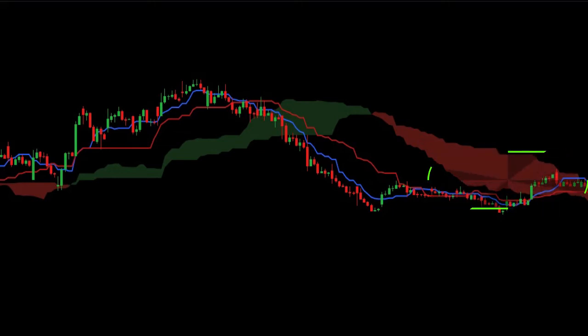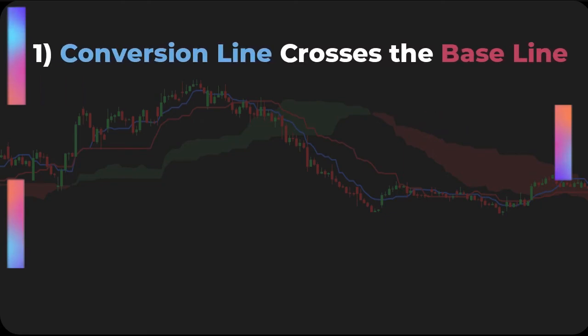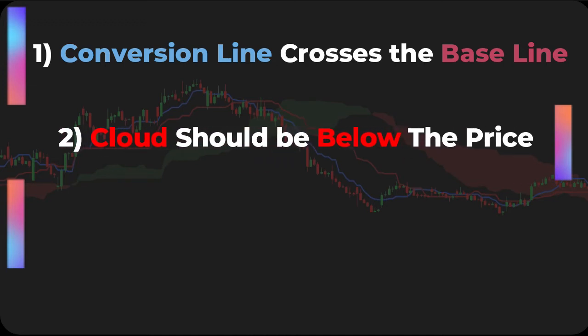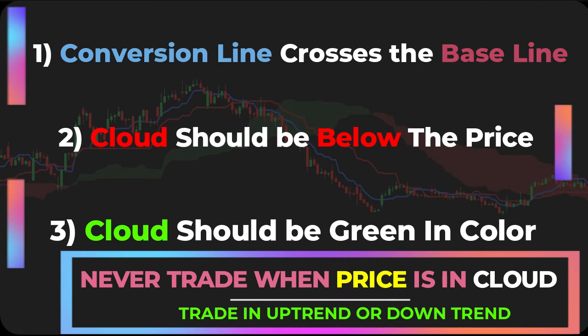Now let's see buy and sell signals. We have removed other unrequired components, we just require the baseline, conversion line and the cloud. For a buy signal we should look out for three conditions. First, the conversion line crosses the baseline from down to upward direction. Second, the cloud should be below the price, and third, the cloud should be green in color, which confirms the uptrend. Kindly note, we do not trade when price is in the cloud. We only trade when price is above or below the cloud.